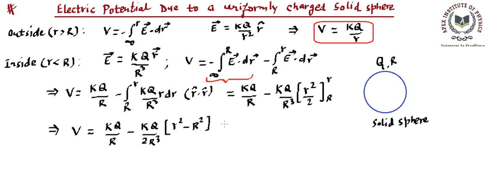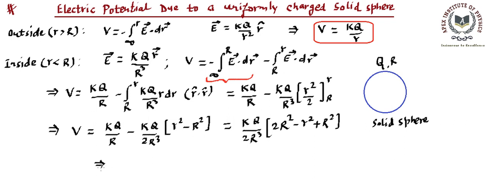We can rewrite this answer in a different format as well. We can take this kq upon 2r cube as common. If we take this as common, the first term has to be multiplied by 2, because we have divided by 2, and R square, so it will be left as 2R square, minus, this minus will go inside, so it becomes minus r square plus R square. So inside the bracket we will get 3 capital R square minus small r square.